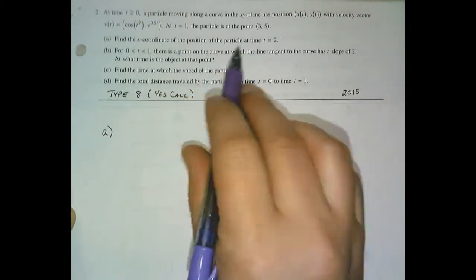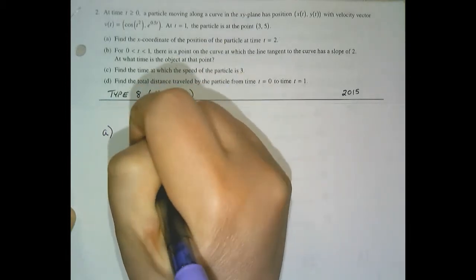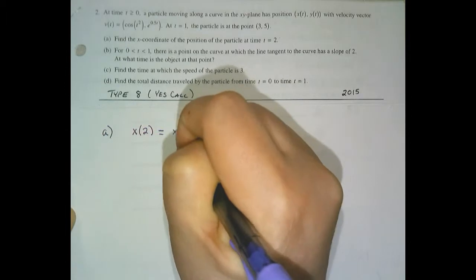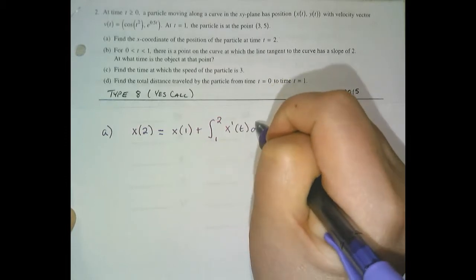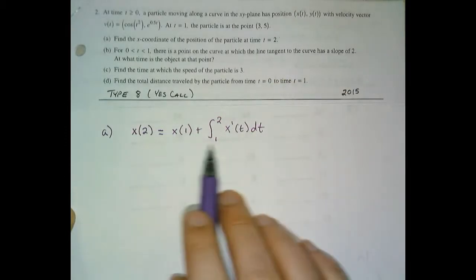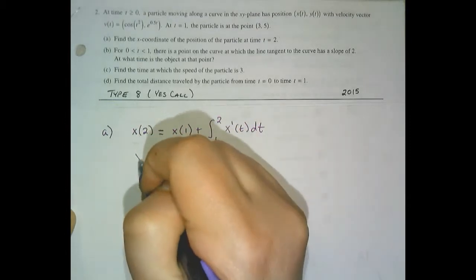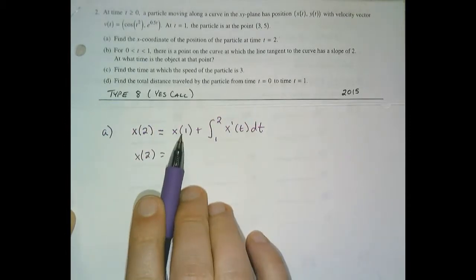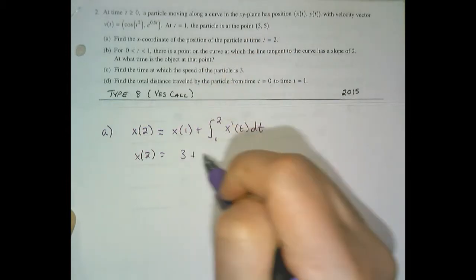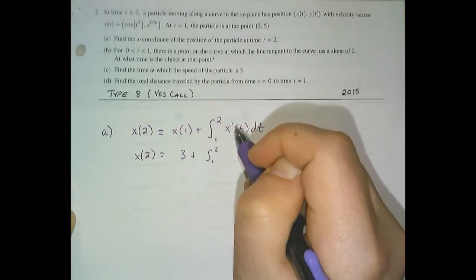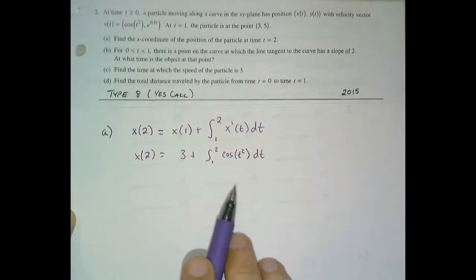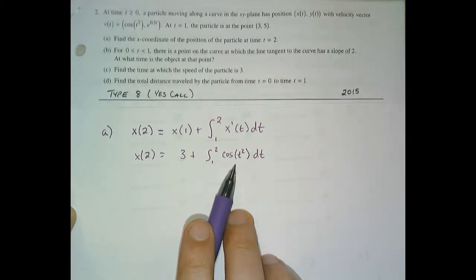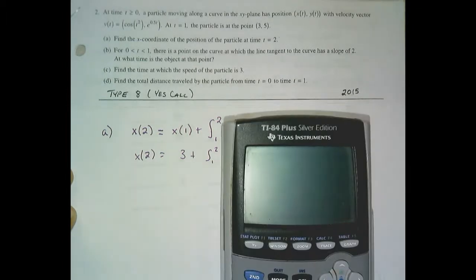Part A says find the x coordinate at time 2. So this is a case of what I have is equal to where I started plus what I accumulated of my rate function. This is a setup that's fairly common using the fundamental theorem of calculus. The initial position in the x coordinate at time 1 is 3, and then we are going to integrate the x derivative, which is cosine of t squared, which is not an easy one to do by hand by any stroke of the imagination, so we turn to the calculator and we can press math 9 to evaluate that integral.